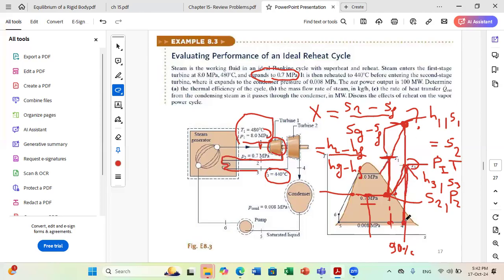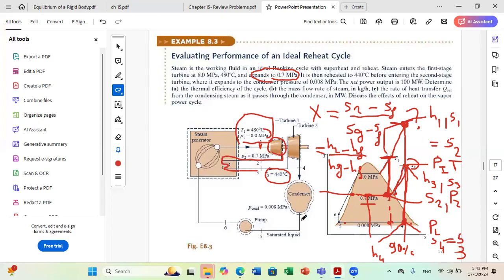So now for point 4, it's similar to the analysis of point 2. We know that the pressure is equal to P low, and we know that the entropy S4 is equal to S3. So we have these two properties, and we can, from the table, know that S4 is between SF and SG at 0.008 megapascal. So we can find the quality at point 4, and from quality, we can deduce H4. So this is how we get the enthalpies of our points.